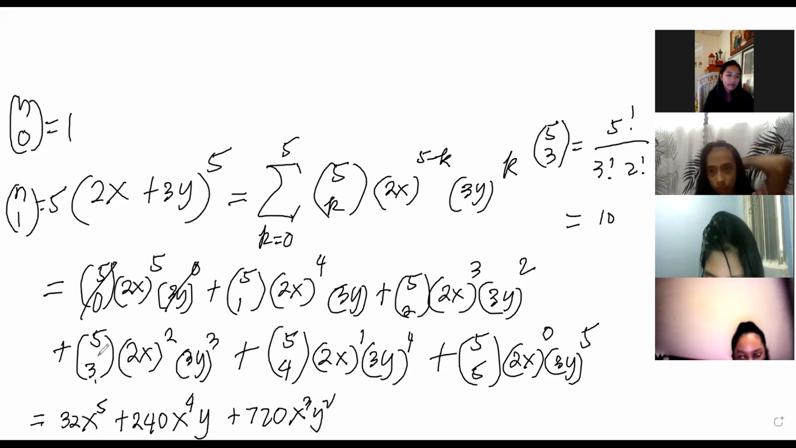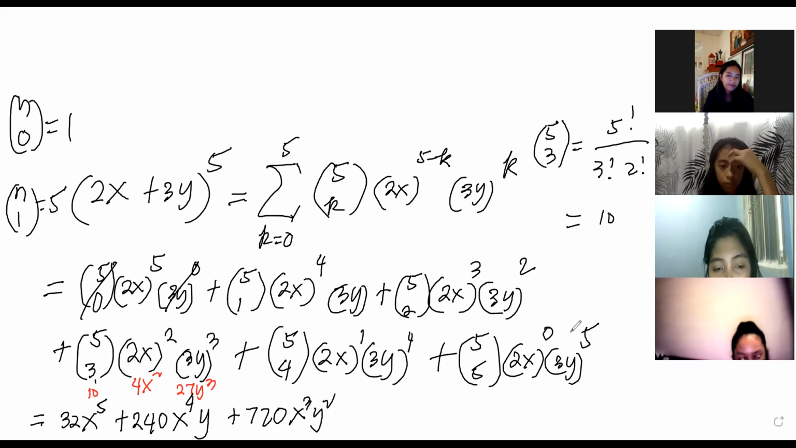This portion here is 10. Next, 2x quantity squared is just 4x squared, right? How about this one? 3y raised to the power of 3 is 27y cubed. 27y cubed.